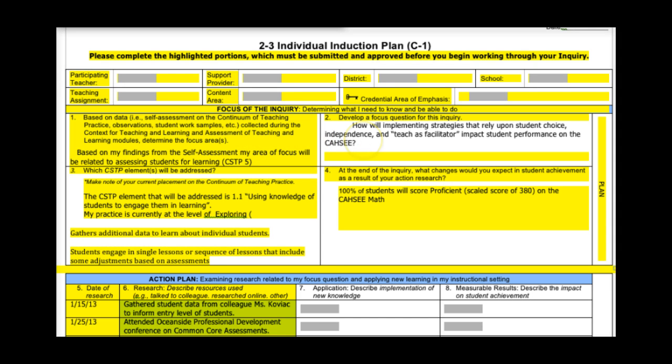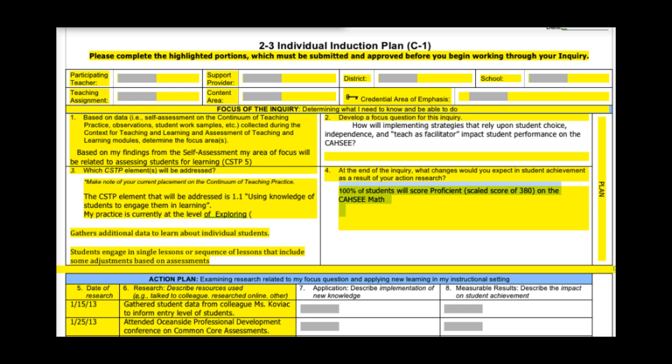Again, will there be some variation? Yes. What are the critical pieces? That the focus question is not a yes-no question, but rather pertains to teaching strategies in some way. If the teacher can be specific, that's great. That's helpful to the support provider. And we want to know that they're looking at the impact on student performance. Measurable results. This one is extremely measurable.